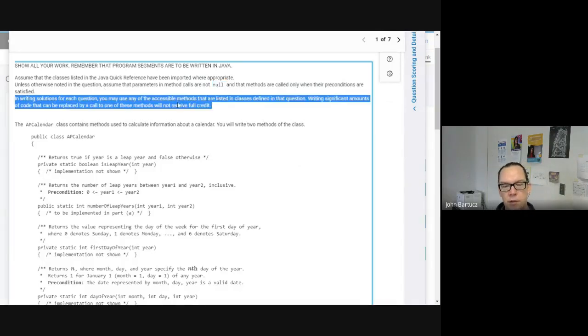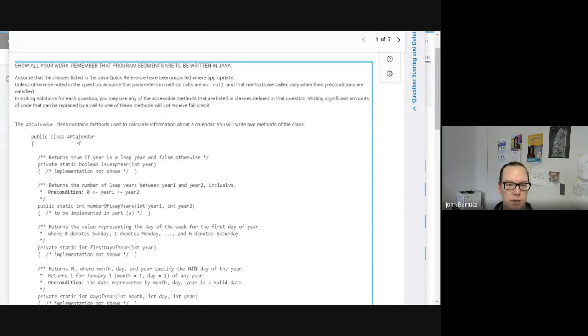You should use the methods in the question. Don't try and rewrite them. You won't have time, first of all, and second of all, you get points for using the methods that exist. So you will not get points if you don't use them.